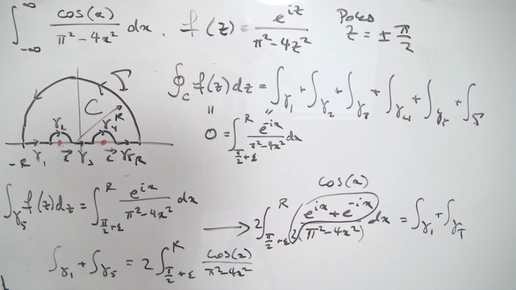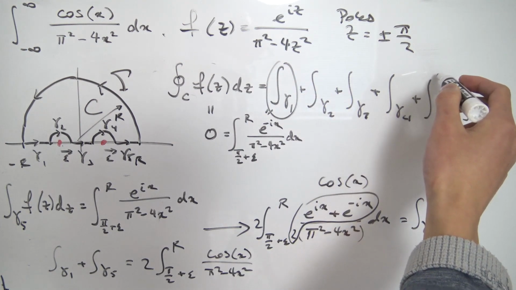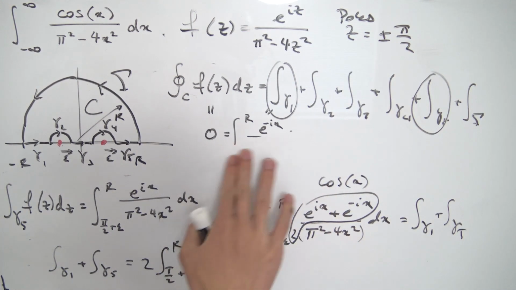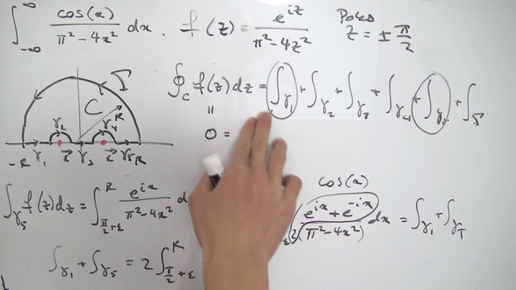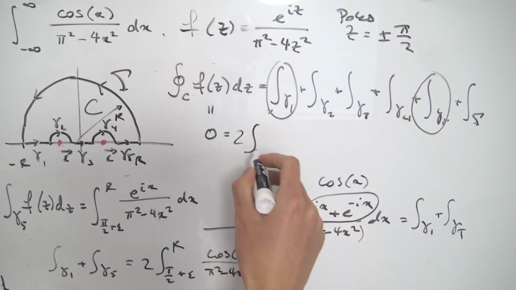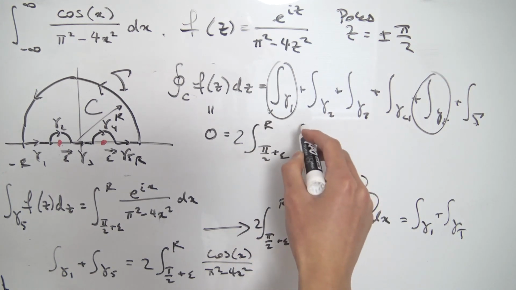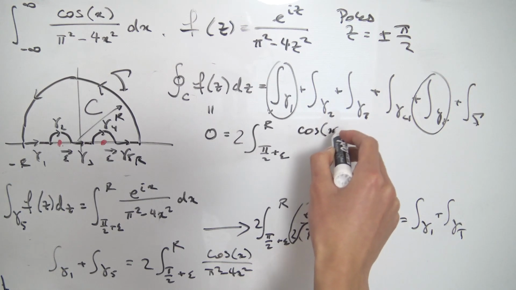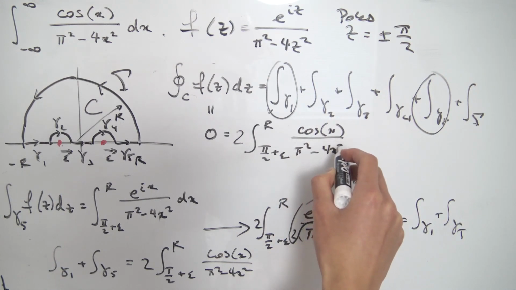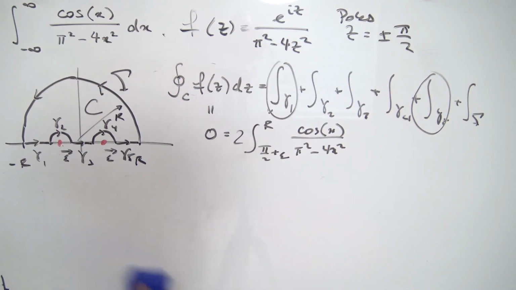Okay, so this is really nice because now we've evaluated the integral over gamma 1 as well as the integral over gamma 5 kind of together. So we can get rid of this now, because we just found that if you have gamma 1 plus gamma 5, you're going to get 2 times the integral from pi on 2 plus epsilon all the way up to r of cosine of x, all divided by pi squared minus 4x squared, which is quite nice. So we've figured out 2 integrals right now. Let's go on to the third integral.